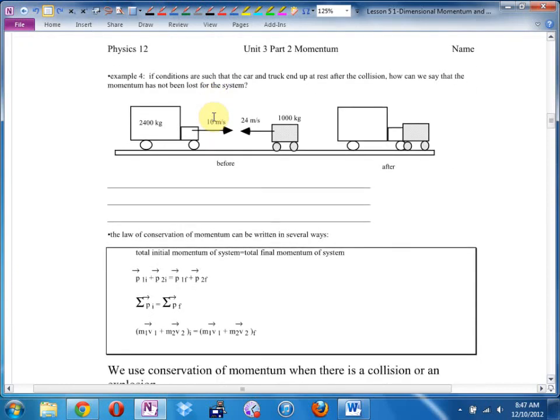Example 4. Here we have a big truck and a small car, and they're going to collide. Hey, that's a collision. The big truck is 2,400 kilograms. It was traveling at 10 meters per second. The small car is traveling at 24 meters per second, and it's 1,000 kilograms. Now, it says this: if conditions are such that the car and truck end up at rest after the collision, how can we say that momentum has not been lost for the system?